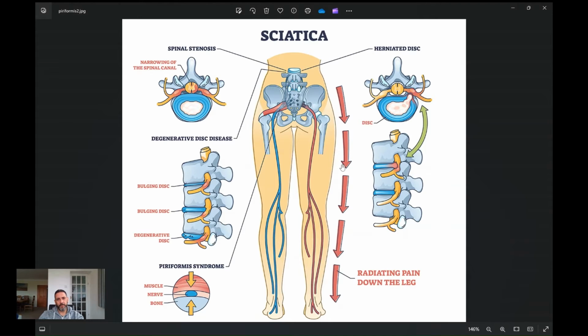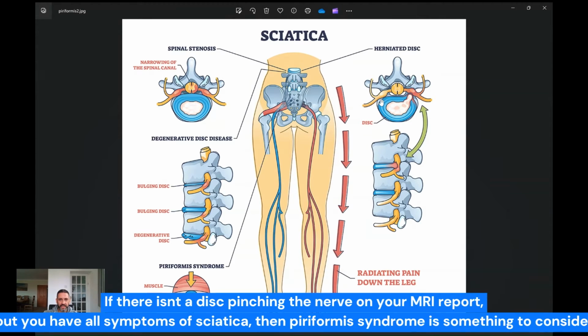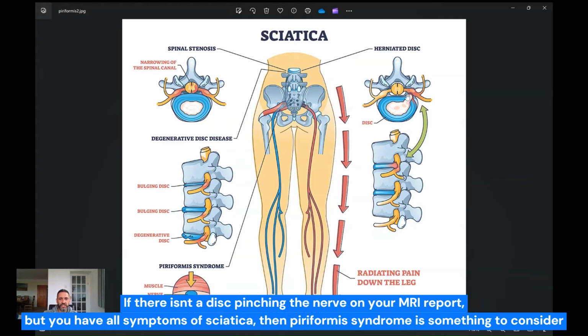If you have sciatica pain in the buttock shooting down the leg with numbness and tingling in the leg, you have to rule out a slipped disc. And that's done with an MRI scan of the lumbar spine. If that doesn't show a disc impinging the nerve, if there isn't a disc pinching the nerve, and it doesn't fit with the pain going down the leg, then piriformis syndrome is something to consider.